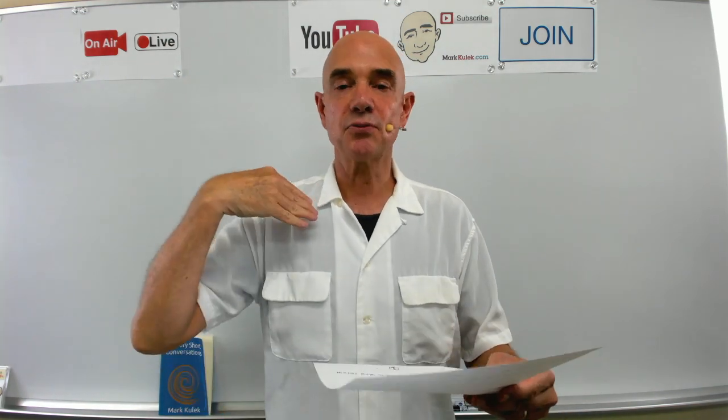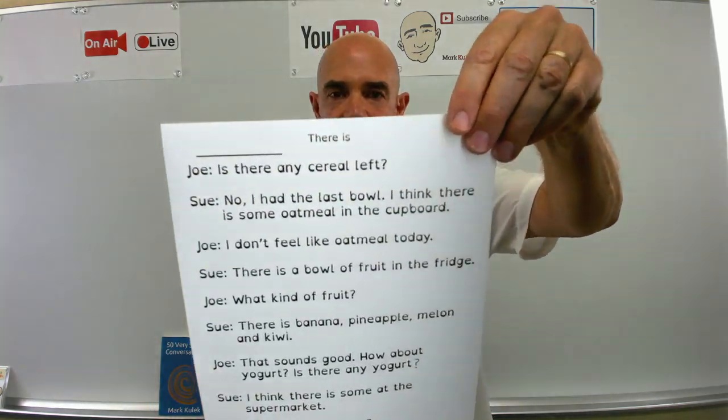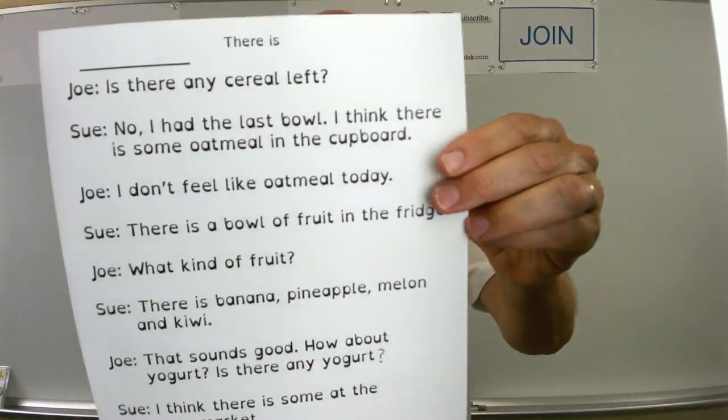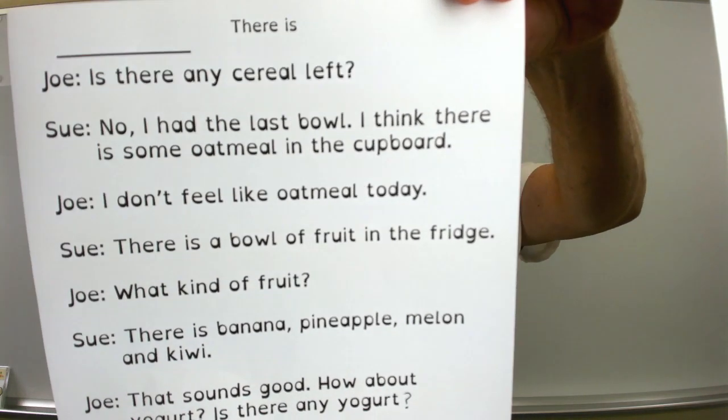Question five, does Sue think Joe is lazy? Does Sue think Joe is lazy? Yes, she does. Okay, good, good. All right, now, step three. Let's read the conversation together. So I will put the conversation up close to the camera so that we could read it together.